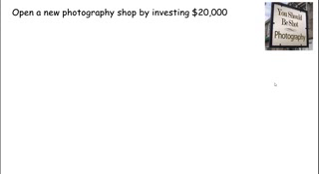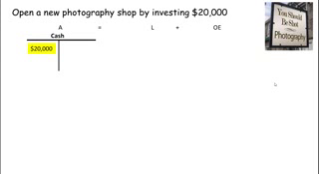Let's suppose that we open a new photography shop by investing $20,000, and there's our new business, there's a new sign, and here's our accounting equation. To open a new business and invest $20,000, the rules say that you have a cash account that you debit for $20,000, and that you have an owner's equity account called capital that you credit for $20,000. And this is on our books, the books of the business.